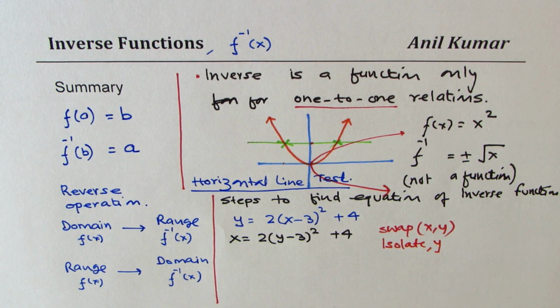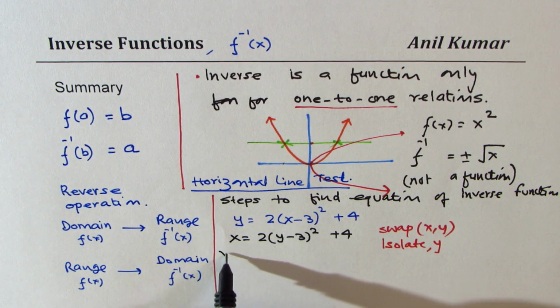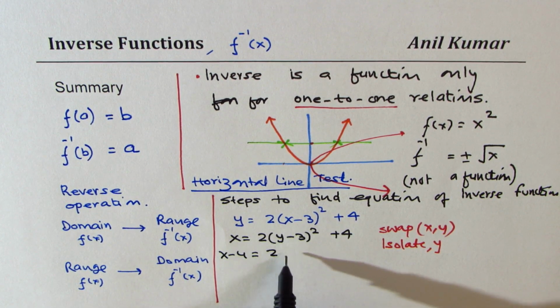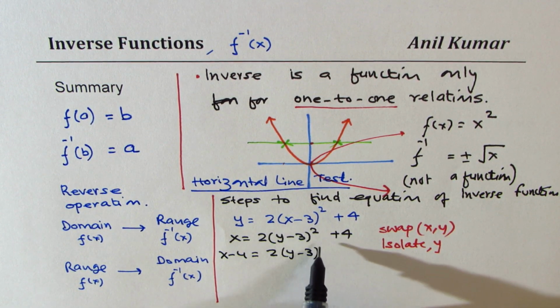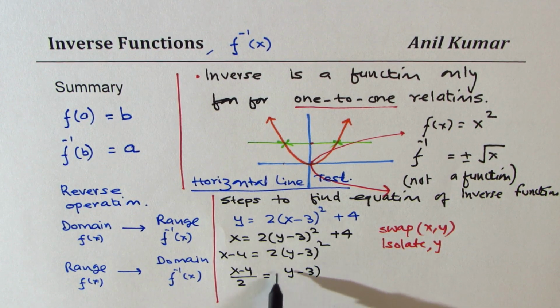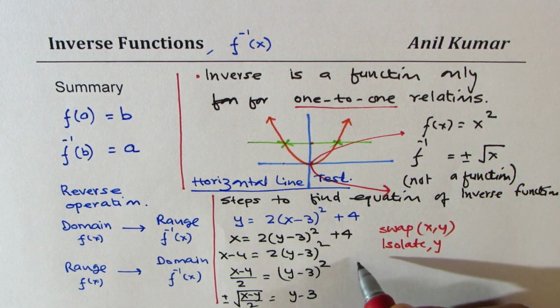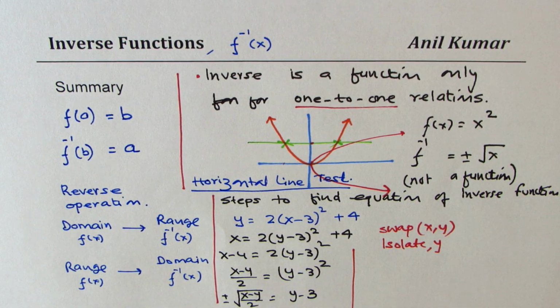y. So to isolate y, we'll first take away 4. So we get x minus 4 equals 2 times (y minus 3) whole square. Then we'll divide by 2. We get (x minus 4) divided by 2 is (y minus 3) whole square. Now we'll square root. So whenever you square root, you have to write plus and minus. You get plus minus square root of (x minus 4) over 2 equals y minus 3. And now you can write what y is.